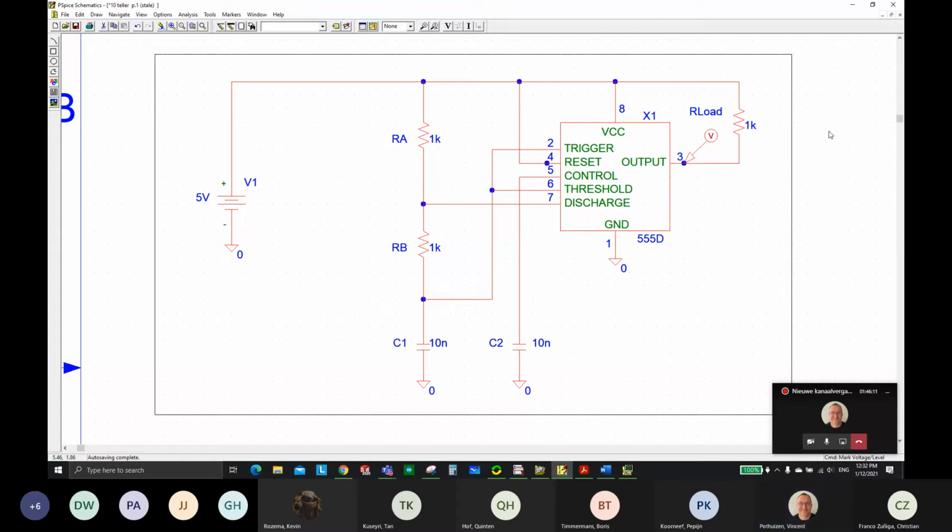So temperature has an effect on the frequency of the signal that this chip will generate. You understand?